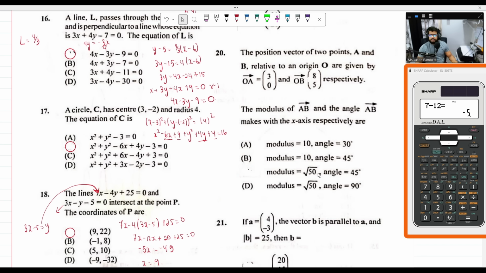The position vector of 2 points A and B relative to an origin O are given by OA and OB respectively. The modulus of AB, modulus, if you all don't know, is just the magnitude of the vector. And the angle AB makes with the x-axis respectively are, so you see how they give us 2 answers with 10 and 2 answers with root 50? We're glad with that. They also gave us 2 answers with 45. We're glad with that. As teachers, we are glad with that.